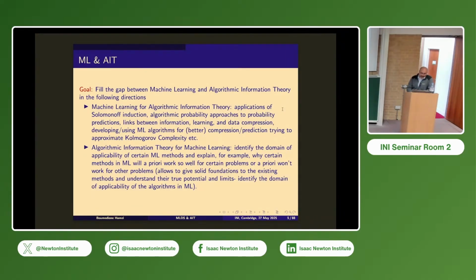The other direction is AIT for machine learning, where the goal is to identify the domain of applicability of certain machine learning methods and explain, for example, why certain methods in machine learning will a priori work. Here the keyword is a priori.